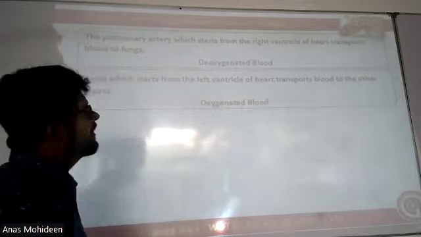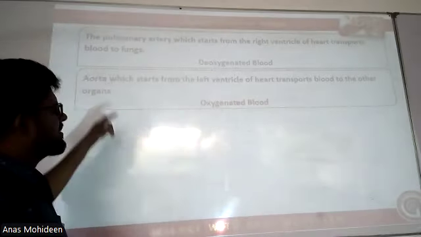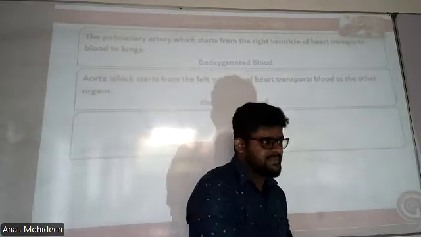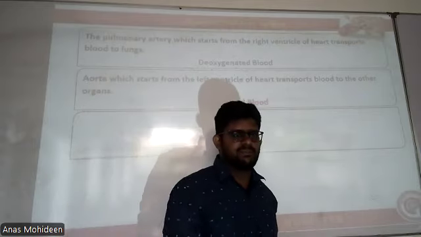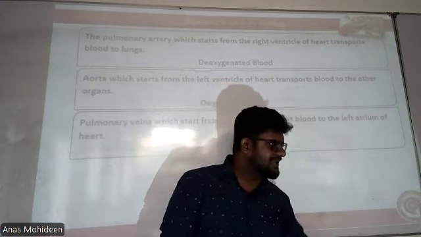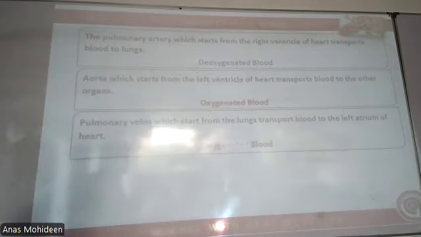And check it out. The left ventricle of the heart transports blood to the other organs. So the left ventricle is connecting to the aorta, the systemic artery. The left ventricle pumps oxygenated blood to the systemic artery. The systemic artery or aorta takes this blood throughout the organs. And what is the type of blood? Oxygenated blood. And what's next?